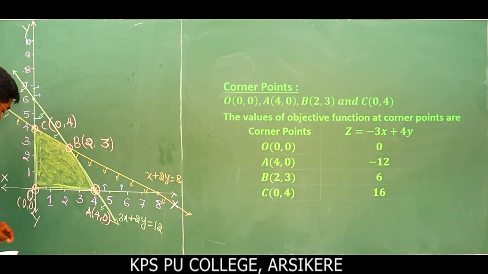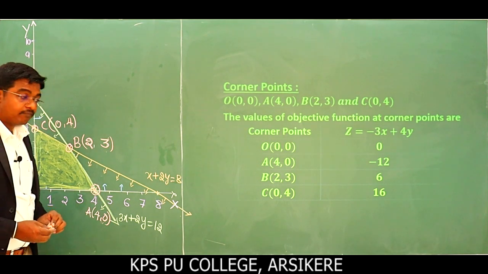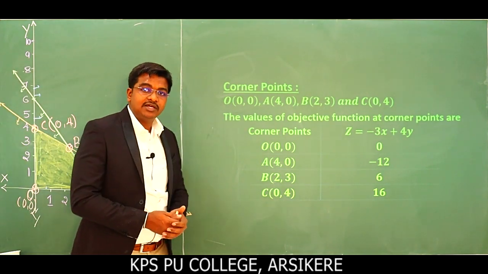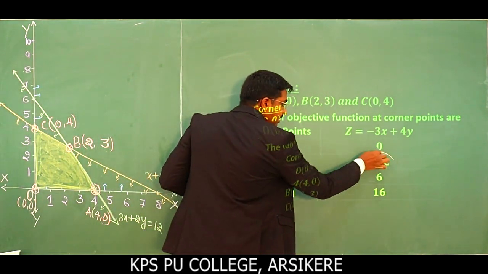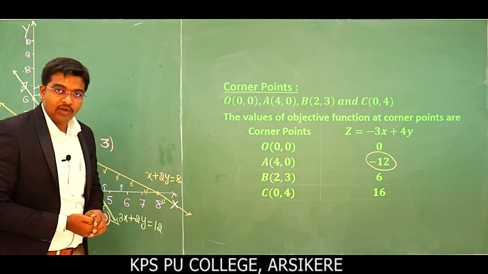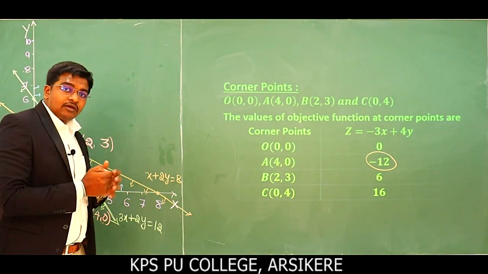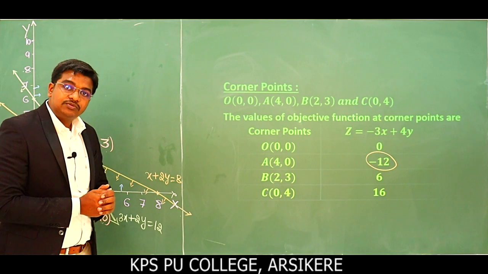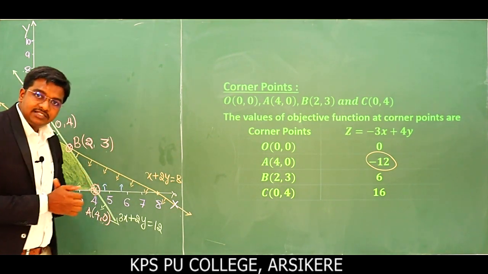So what do we need to find here? We need to find the minimum value of the objective function. Which is the least value? Minimum means we consider the least value. So here, minus 12 is the least value. Obviously this minus 12 is the least value.